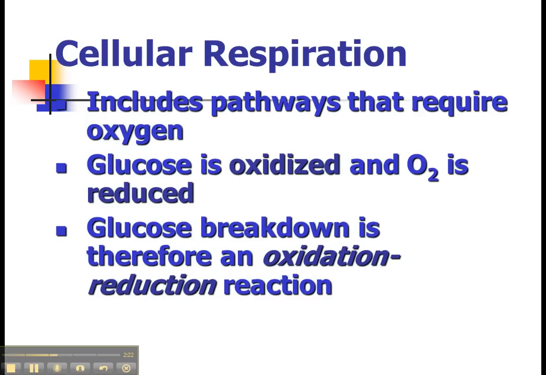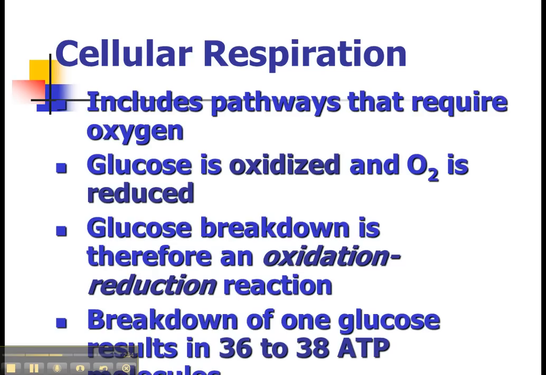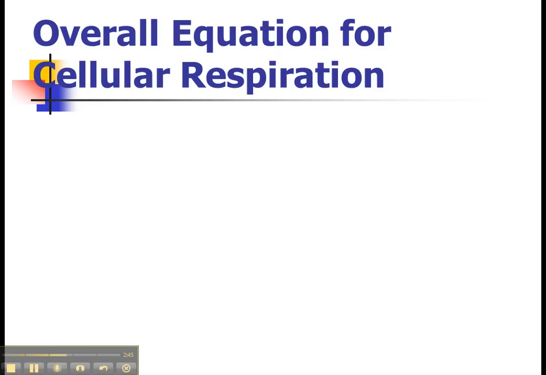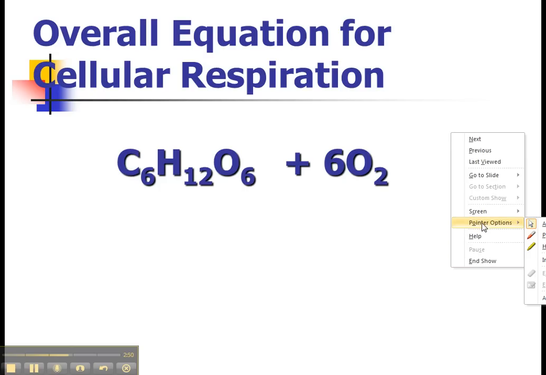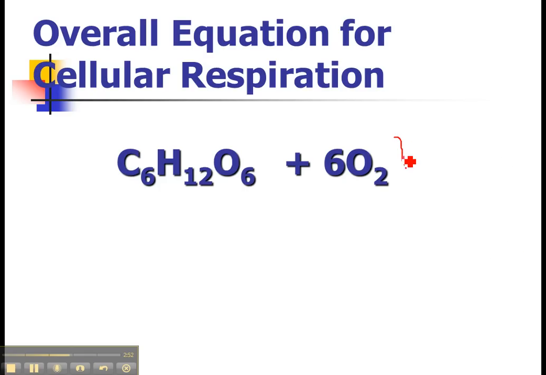This whole reaction, that's what it's all about, is going from the start to the end of how glucose is broken down. And that is called an oxidation reduction reaction, or redox. And so breaking down one glucose results in 36 to 38 ATP molecules. So for the overall equation, you're going to first come up with your reactants.